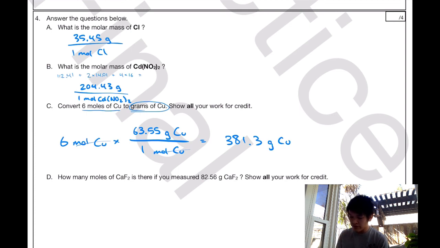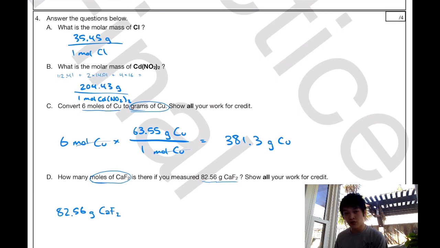How many moles of calcium fluoride is there if you measured 82.56 grams of calcium fluoride? Show all your work for credit here. Okay, circle what we're trying to convert to. How many moles of calcium fluoride? Underline what you're starting with, 82.56 grams of calcium fluoride, and write down what you're starting with, 82.56 grams of calcium fluoride.